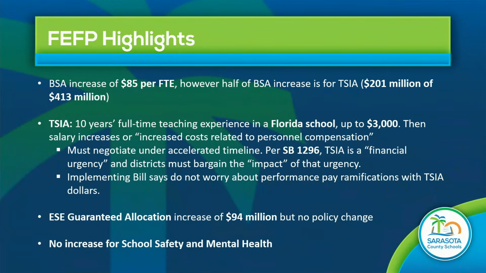So this is just another way to look at the highlights overall from the state level, just that there was an increase of $85 to the base student allocation. However, half of that increase is earmarked for the teacher salary allocation increase. And what I want to make sure everyone understands, that is not a separate categorical. That is part of the FEFP. That is part of our general revenue coming in.